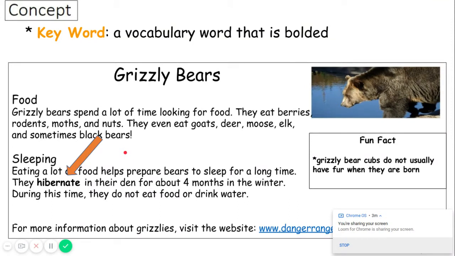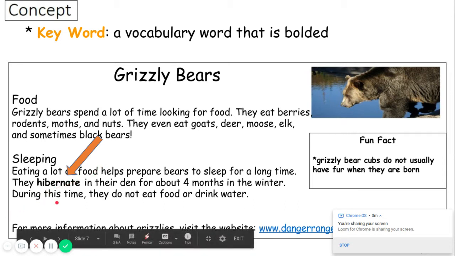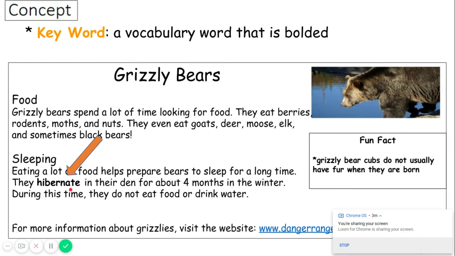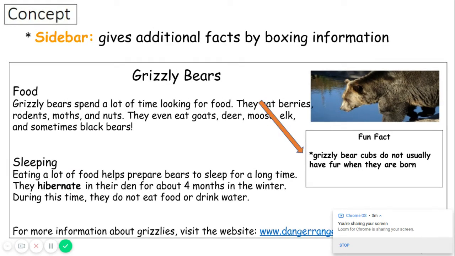Keyword. A keyword is a vocabulary word that is bolded. It can be in italics, which is that slanting print, or a bright color. And they are important words that are normally found in the glossary. So my bold word here is hibernate, and I would see that in the back of the book in my glossary. My next one is sidebar.